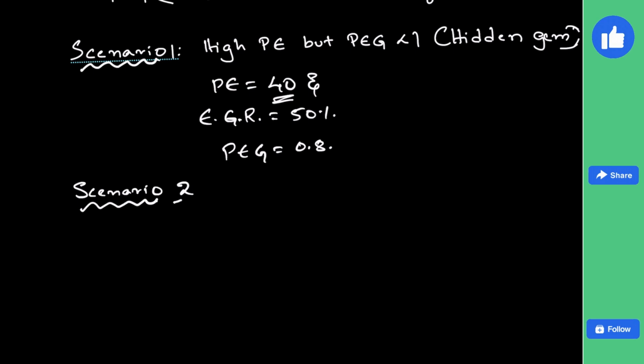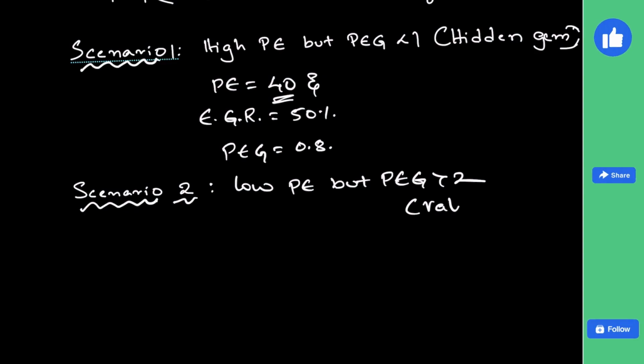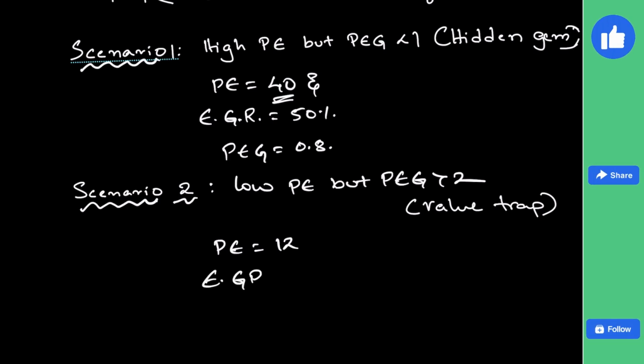Scenario 2. Okay, low PE, but PEG is greater than 2. Then we say this is a value trap. We consider this as a value trap. Like assume PE is equal to 12, but the expected earnings growth rate, EPS growth rate, is just, assume, 3%. Then PEG is equal to 4, which is very expensive because we are paying more for the low growth rate. That's what we have to consider.